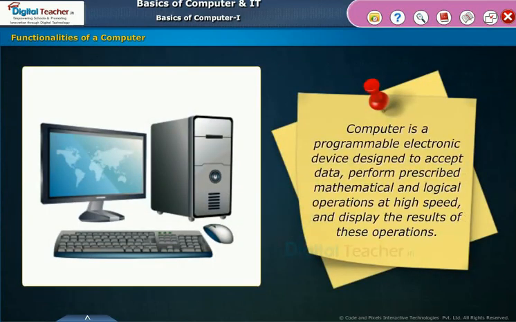Computer is a programmable electronic device designed to accept data, perform prescribed mathematical and logical operations at high speed, and display the results of these operations.